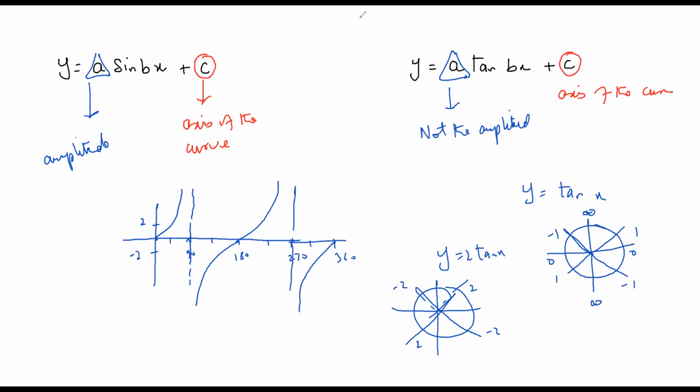Okay, then this b over here helps you to determine the period. 360 over b is the period here. Like if you have sine 2x, the period becomes 180. Sine 3x, the period is going to be 120 degrees. In this, its function is the same, but the period of tan is normally 180 degrees. So this is 180 over b. That will be the period of this function in tan x maybe.